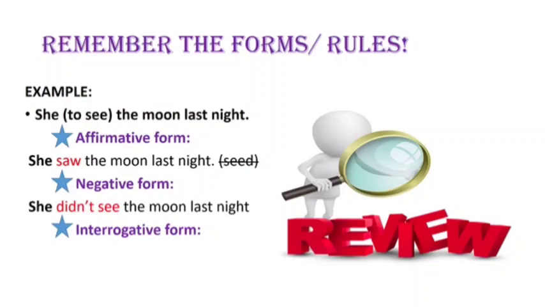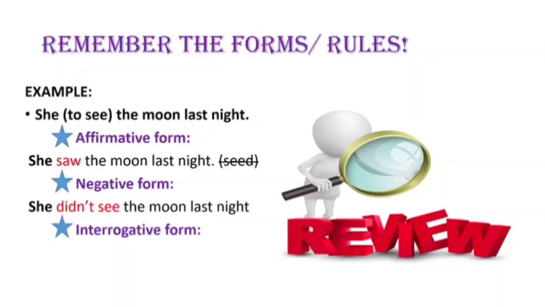Now, see stays in the infinitive because we already have an auxiliary, didn't, so you don't change anything. You go back to the same rule. She didn't see. It's not she didn't saw. She didn't saw is wrong. She didn't see the moon last night.